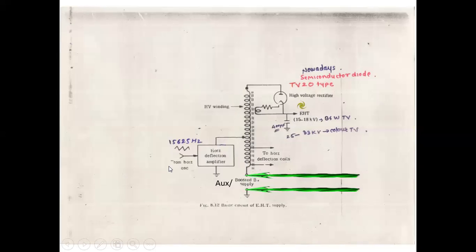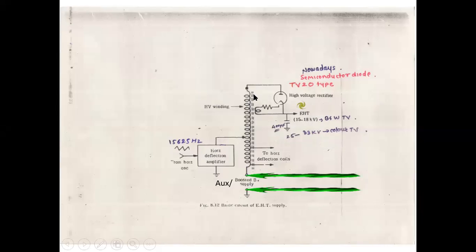If 150 volt horizontal frequency, that is 15625 hertz, is given to the primary, and your secondary is boosted up to the level of 25,000 to 33 kilovolt for color television, and for black and white television it is boosted to 15 to 18 kilovolt. Just now I told you that approximately 1 kilovolt of extra high tension is required per inch. So this is the function of this transformer, which boosts the horizontal frequency to such a level.